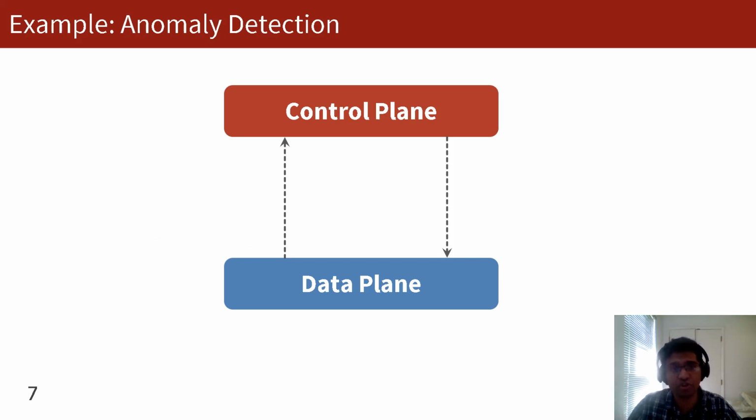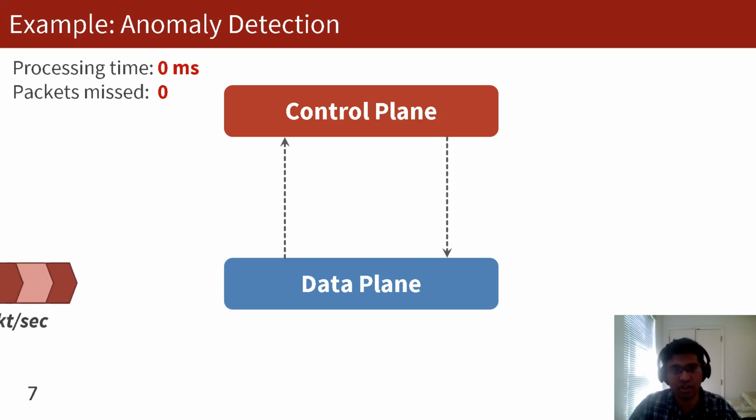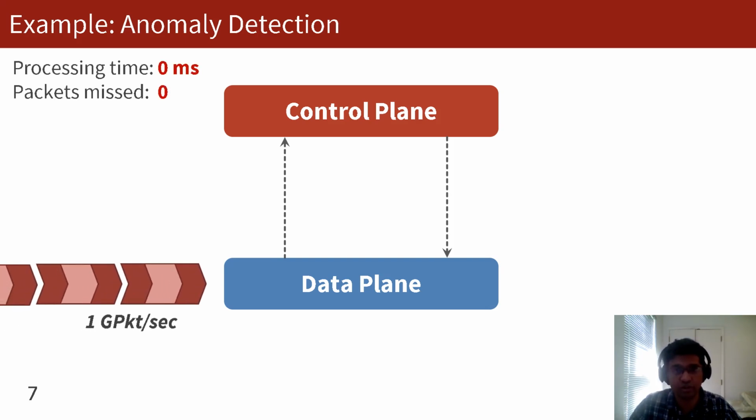In anomaly detection, we're trying to distinguish between malicious and benign packets. And in this example, the network is running an anomaly detection application in the control plane. When an anomalous packet is found, the control plane will install a flow rule to deny further packets with a similar signature. So let's say we have 1 gigapacket per second of malicious traffic entering the network. Let's just make the calculations easier.